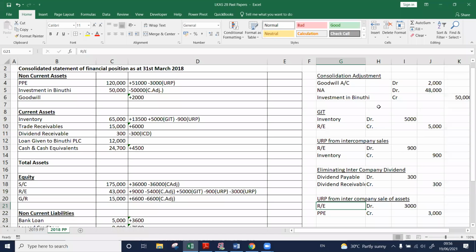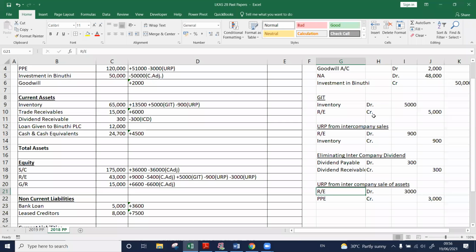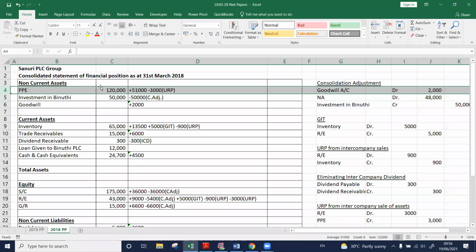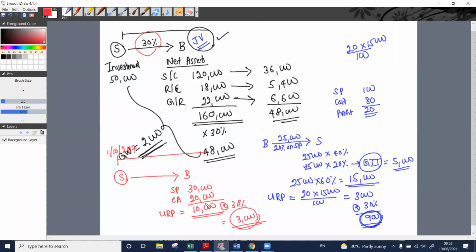Why? If it is related to assets, sorry, if it is related to PPE, what do we usually do? What else happens with PPE? It gets depreciated. So what would have happened because of this? Relating to this 10,000, there will have been extra depreciation. Right? There will be an over depreciation.